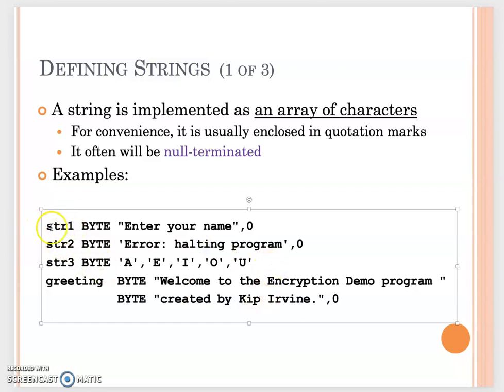So string, label name, byte, because it's each character. You can do the double quote, you can do the single quote. But don't forget, since you want to have a string, at the end we have the null terminator. And here, sometimes you can have multiple lines. You can have one line, continue byte. So then the whole thing becomes the encryption demo program created by Kip Irvine. That's actually one string from beginning to end. Then we have the null character.